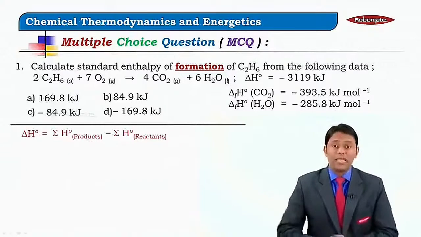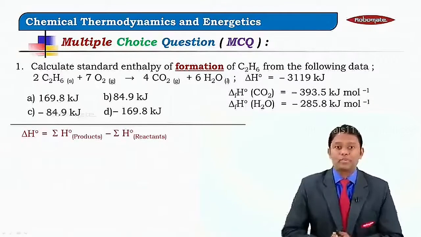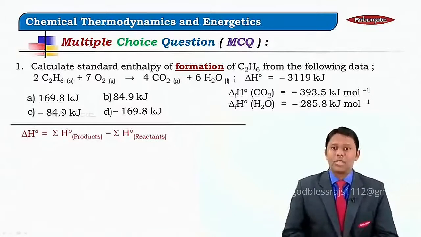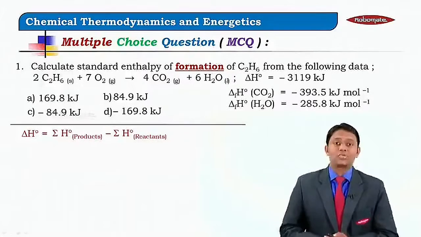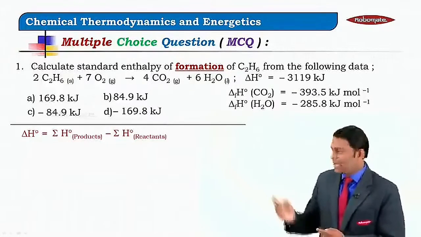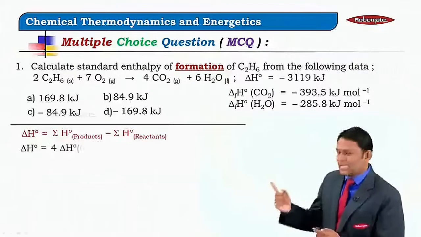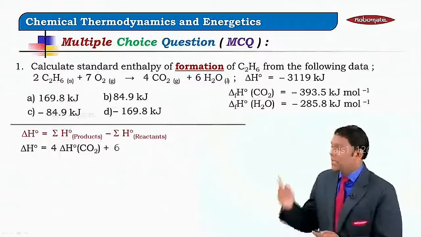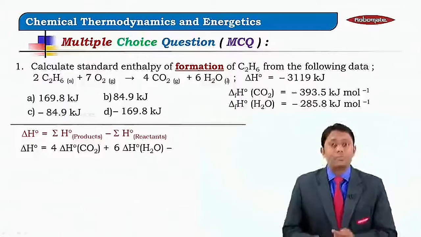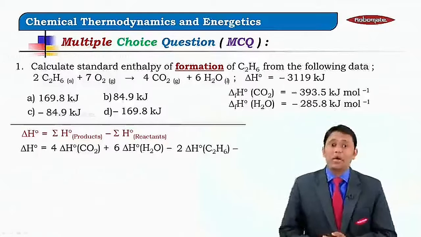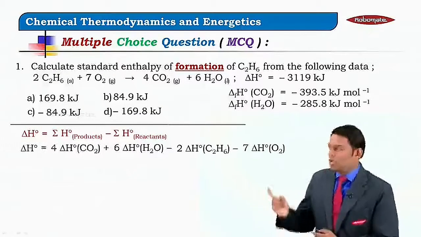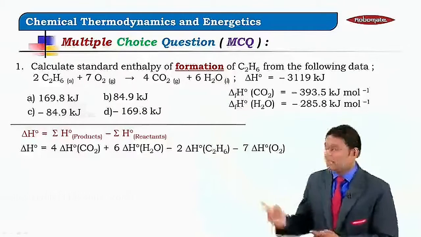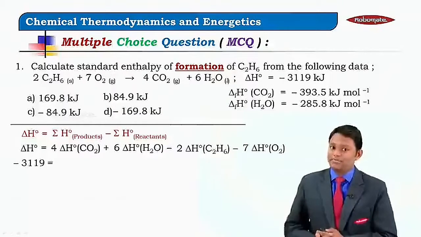The formula will be enthalpies of products minus enthalpies of reactants, since it is a reaction. The products which are mentioned are 4 times carbon dioxide and 6 times water. So taking that, delta H is equal to 4 times the value of carbon dioxide plus 6 times the value of water, minus 2 times the enthalpy of ethane, minus 7 times the enthalpy of oxygen. Now the overall delta H has been given as minus 3119.